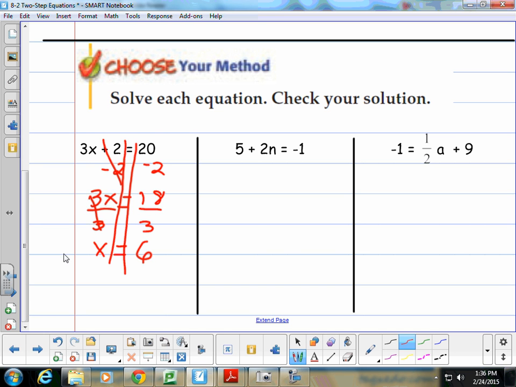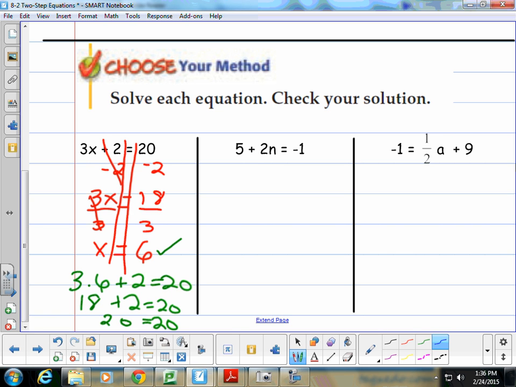And again, check your solution. So you may do 3 times 6 plus 2 should equal 20. Order of operations in the correct way now. 18 plus 2 is equal to 20. Since this side does equal the other side, then my solution is correct.